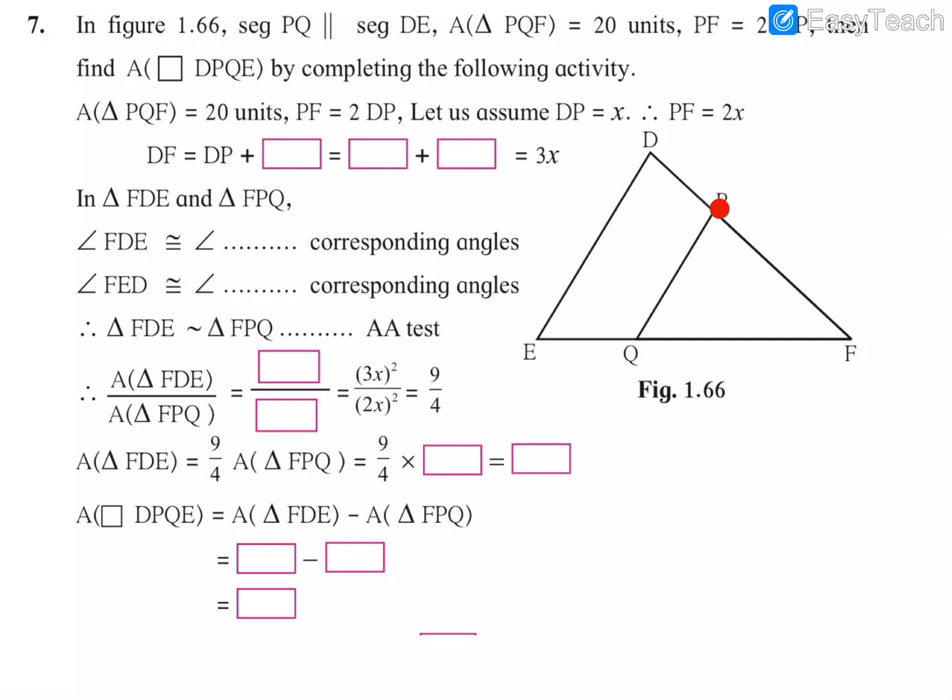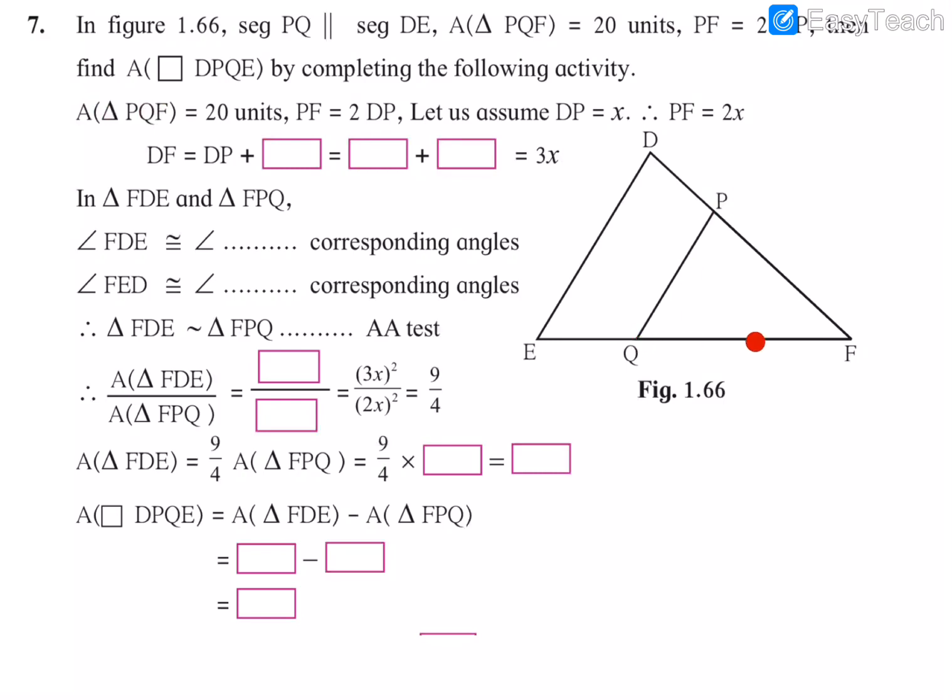So DPQE is a quadrilateral, not a triangle. So this portion's area we need to find by completing the following activity. The steps they have given, we just need to fill the blank spaces. So we can go to the steps that are given.